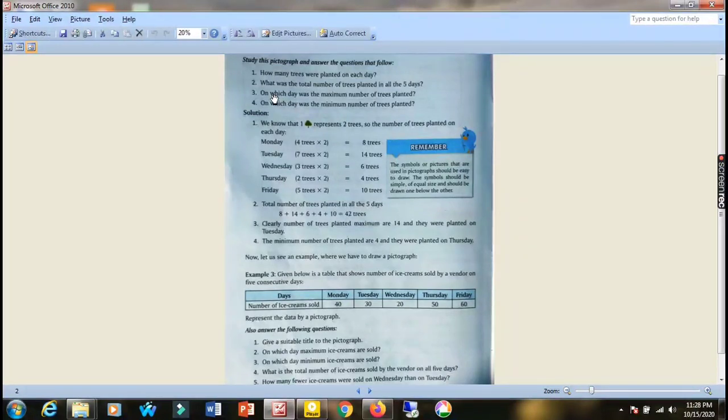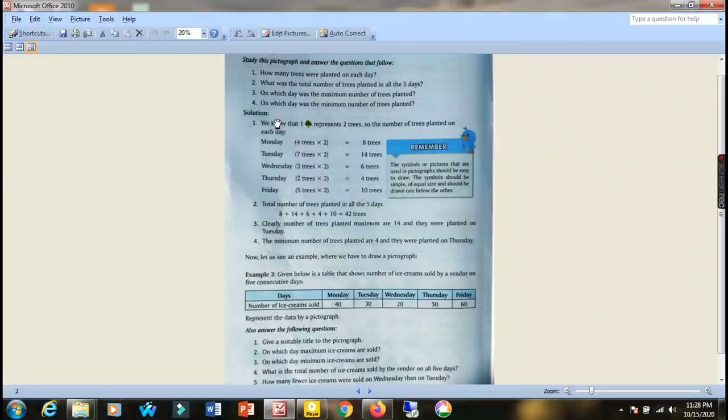Now come to the next question, question number 3. On which day was the maximum number of trees planted? So you can see here easily, on Tuesday the number of trees planted equals 14 trees. So clearly the maximum number of trees planted is 14 and they were planted on Tuesday.